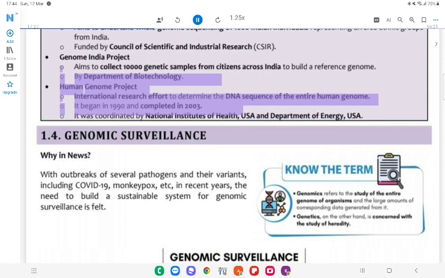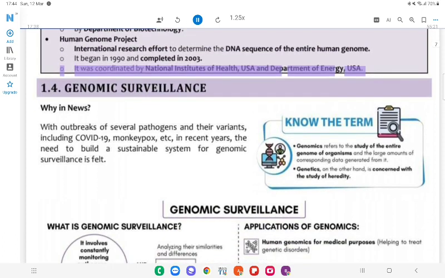Human Genome Project, an international research effort to determine the DNA sequence of the entire human genome. It began in 1990 and was completed in 2003. It was coordinated by the National Institutes of Health, USA, and the Department of Energy, USA.